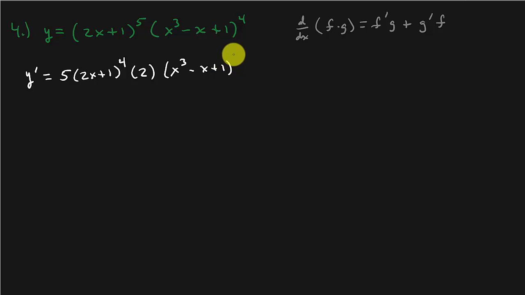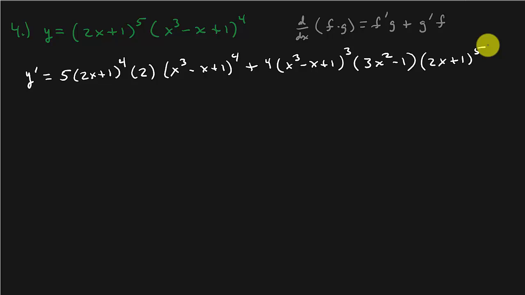All right. And then it's plus this part of it, the derivative of the second function, which is 4 times x cubed minus x plus 1 cubed. 4 comes down, subtract 1 from the exponent, times the derivative of what's inside the parentheses, 3x squared minus 1. So this is the derivative of the second function, and then that's times the first function.